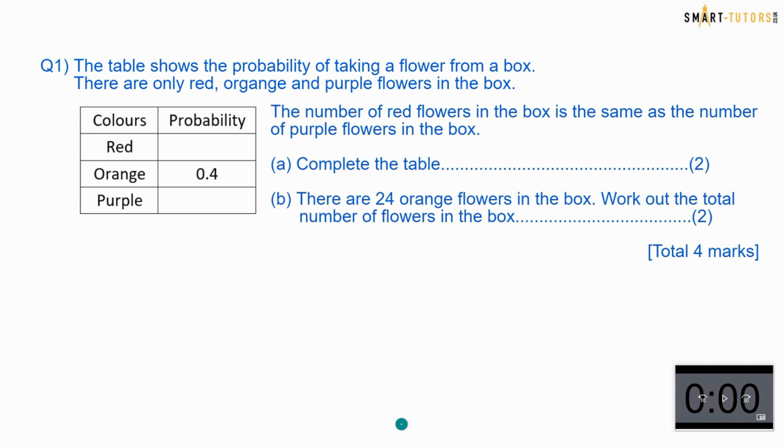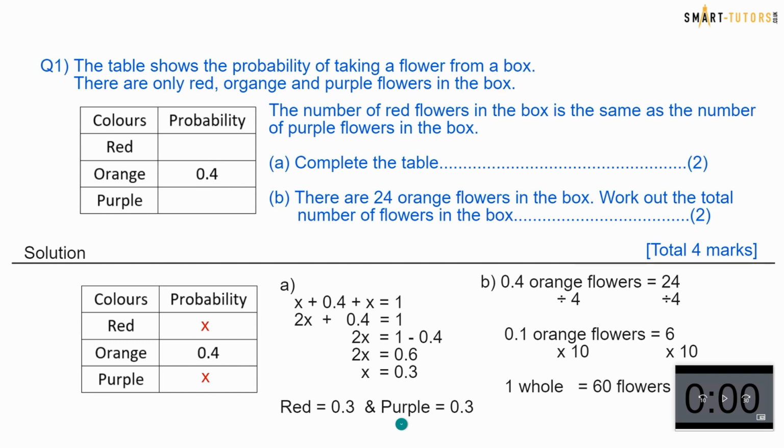In this type of question, the total probability adds up to 1. Another clue is given in the question, if you read it very carefully: the number of red flowers in the box is the same as the number of purple flowers in the box. So red and purple are the same amount of flowers, and the probability of taking red or purple is going to be the same. So I put x here and purple also x.